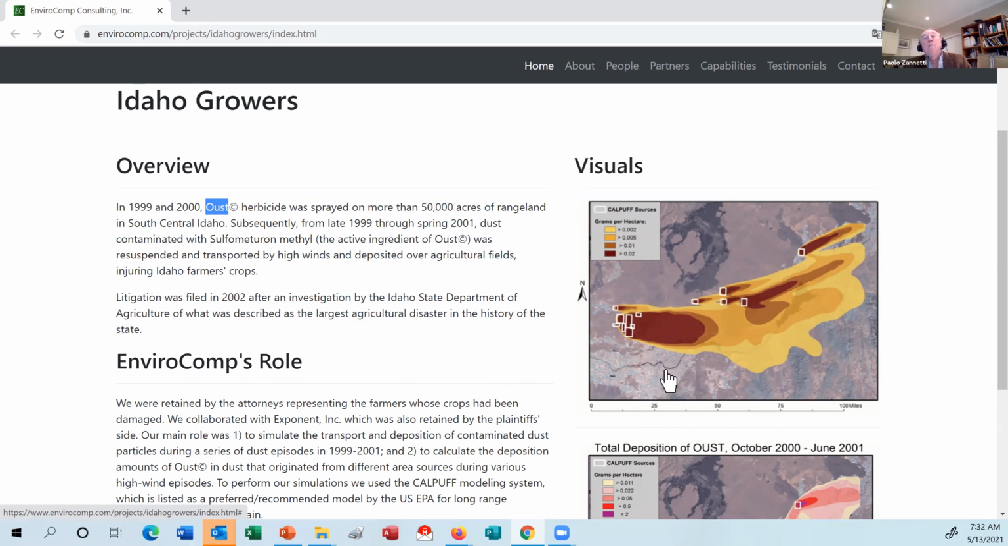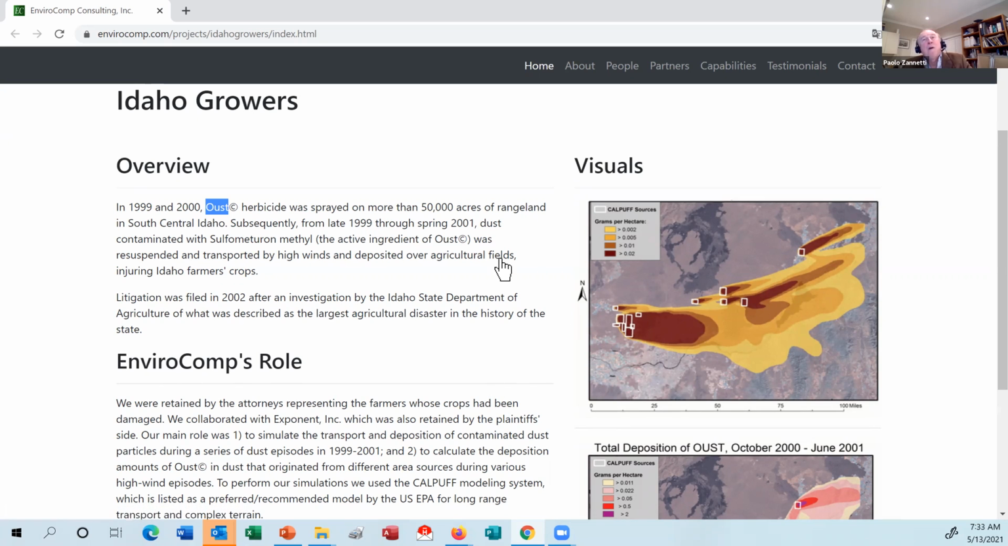What happened? Well, it was sprayed, but it was not absorbed entirely by the ground and the plant. A lot of this Oust, this herbicide, remained on the surface of the terrain. And this area is affected by very powerful windstorms. This is southern Idaho, in the northern part of the United States, close to Canada. Beautiful area. Idaho, Montana, not very populated and gorgeous areas.